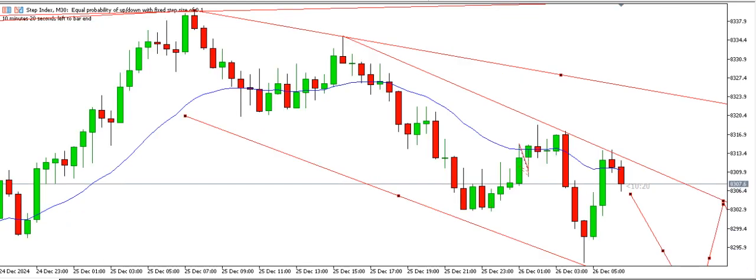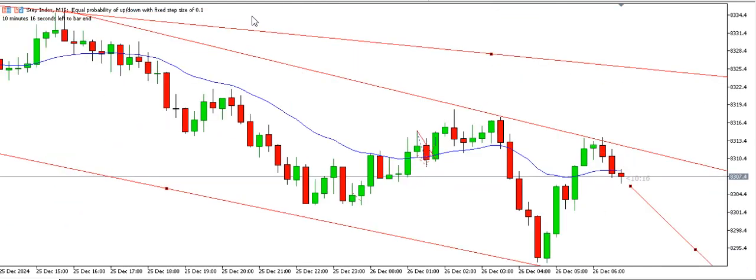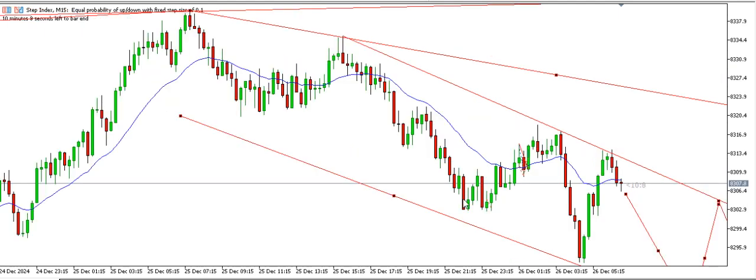On the 15 minutes time frame, what can we say about step index? Well, what I can see is that price has formed a downward trend on the 15 minutes time frame, but we are looking at a possibility of price forming a left shoulder, head, and right shoulder, an inverted head and shoulders pattern. This is possible, right, for price to go up.